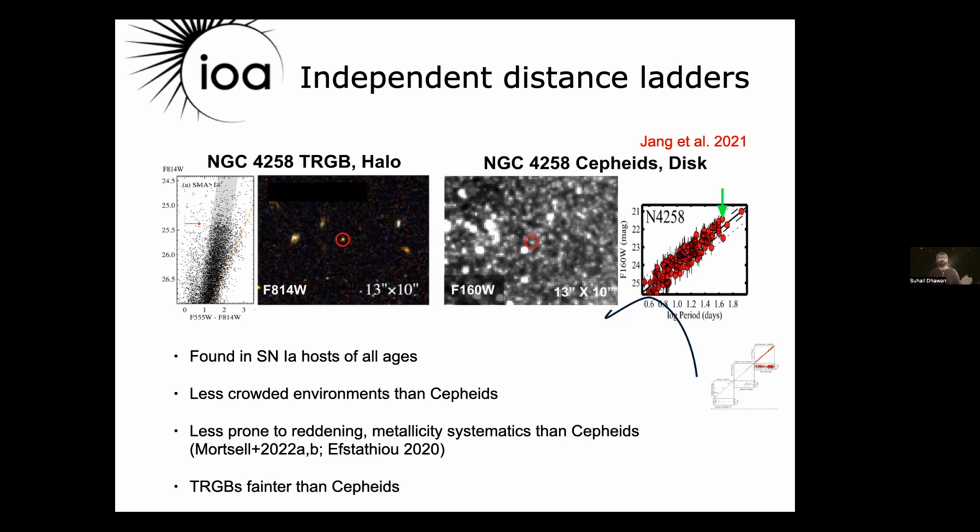Complementarily, TRGBs are also fainter, so we do need to use much bigger telescopes. So this is something that will be more important in the JWST era in order to push to the same volume.